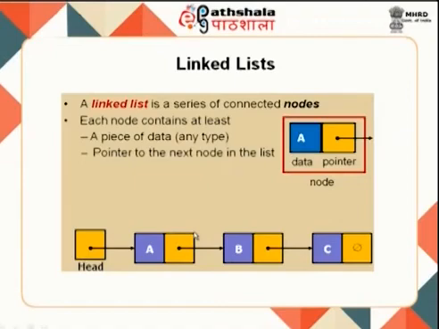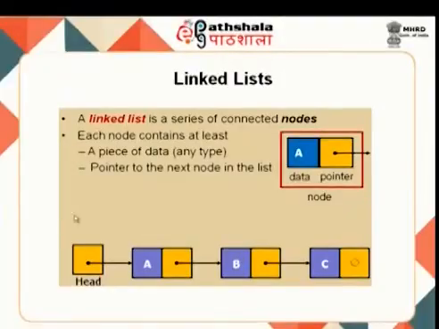So, now let us look more in detail at what is meant by a linked list. A linked list is a series of connected nodes this way. Each node contains at least, there are different types of linked lists, we are taking the simplest one first, each node contains at least a piece of data. This could be any type. Here it is an alphabet, it could be a number, it could itself be a record, it can be anything, and a pointer to the next node in the list. So, this pointer gives the address of the next node wherever it is in memory.